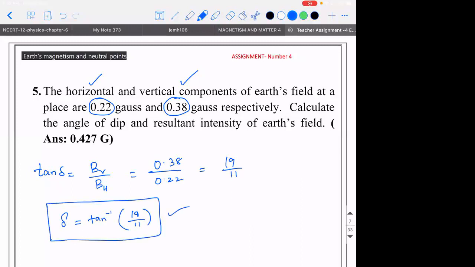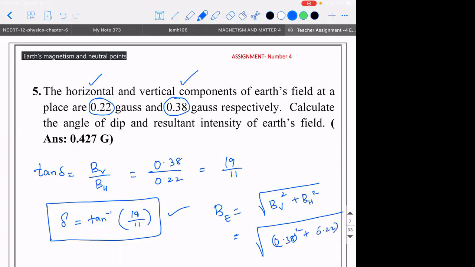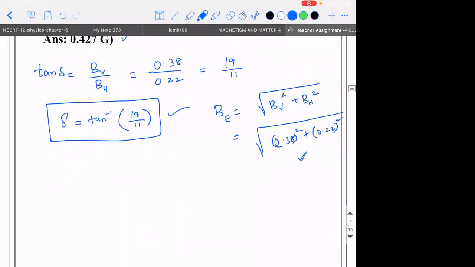Now they are asking the resultant intensity of the field. So BE will be equal to root of BV square plus BH square. So that is 0.38 the whole square plus 0.22 the whole square. So that will be the value of the Earth's magnetic field. If you calculate it, it will come out to be 0.427 gauss. Clear, guys?